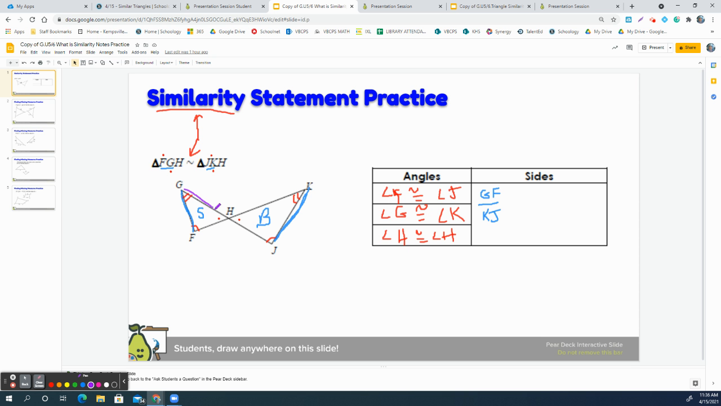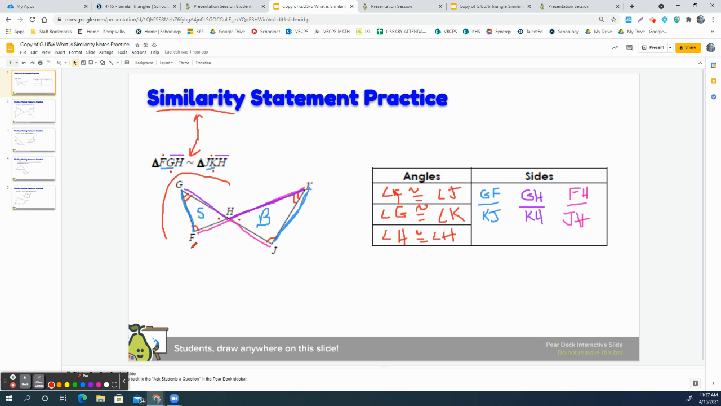What about GH? What does GH go with? GH goes with KH. And then the last one, oops, I forgot to mark that. KH, that should be purple. I hate it when my color coding goes astray. So then FH and JH. FH over JH.